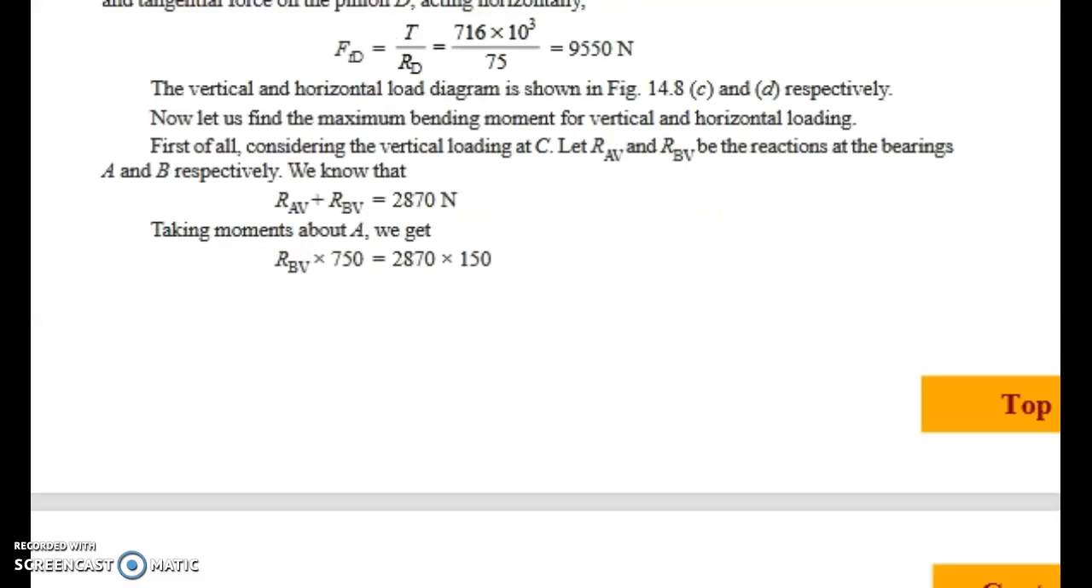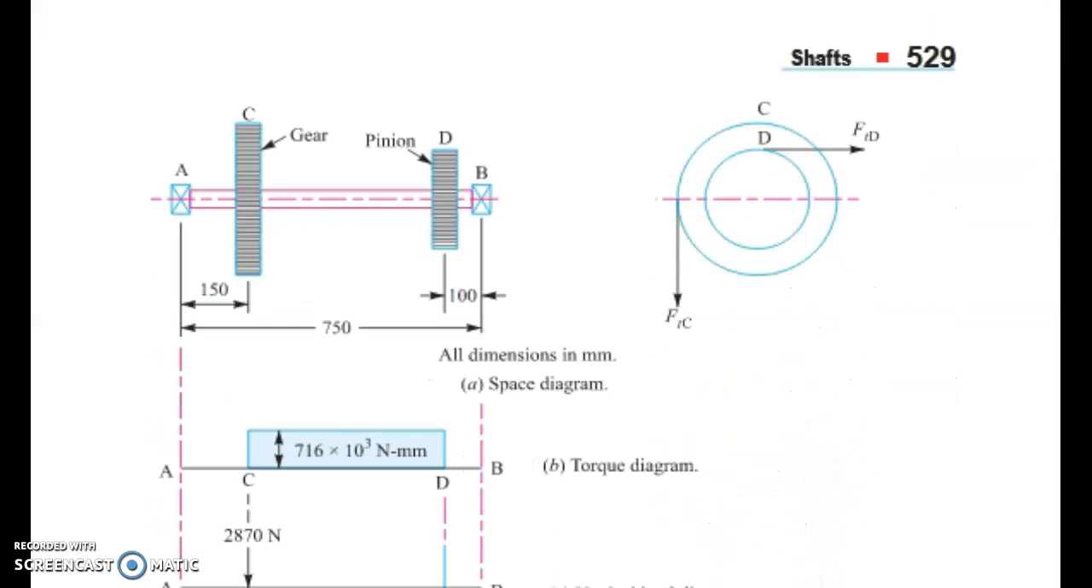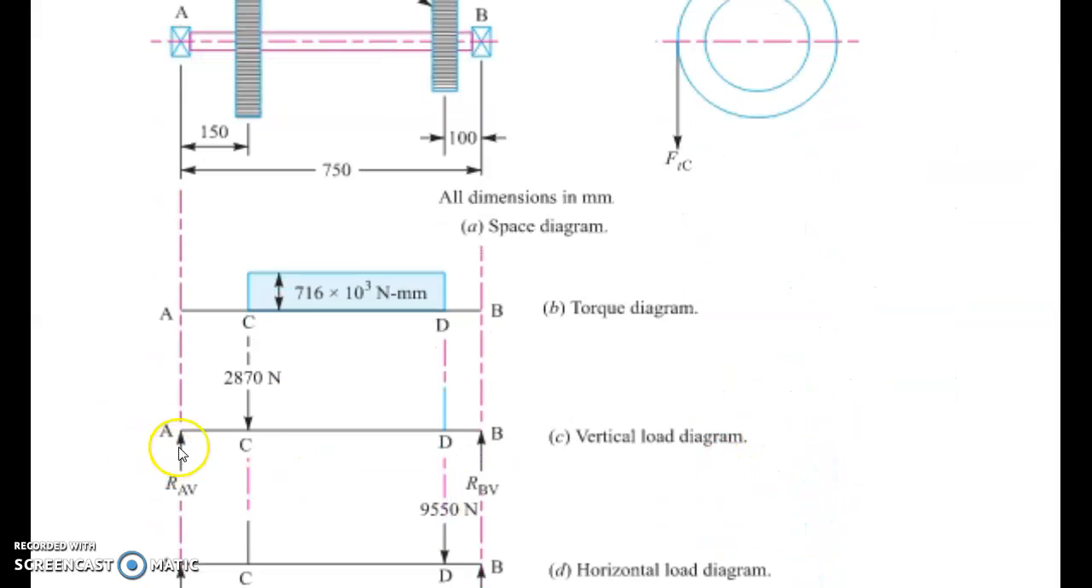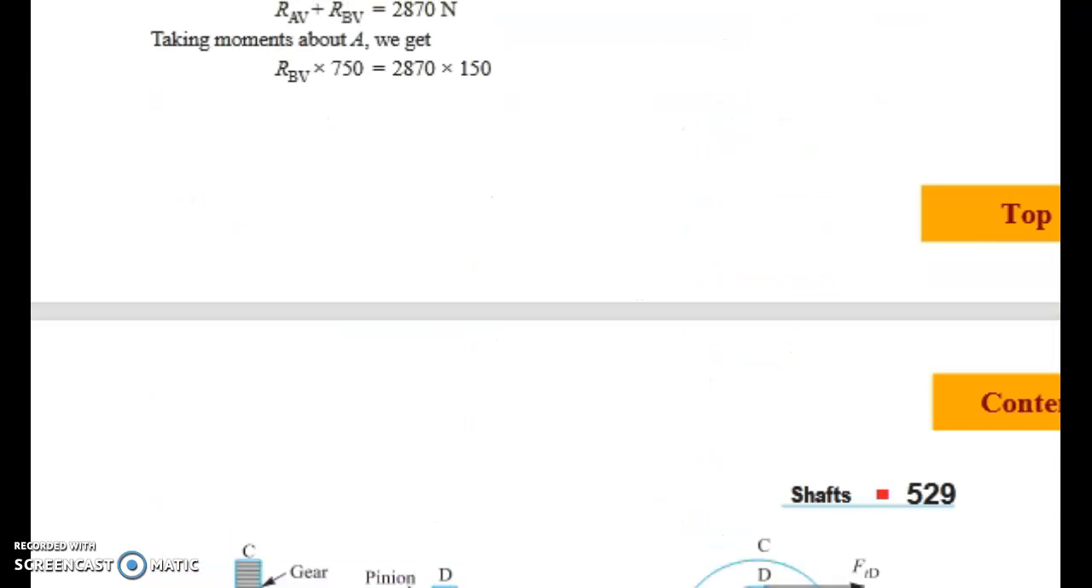How can we find the moment? First of all, we have to find the value of the reaction loads at A and B in the vertical load diagram. We know that RAV plus RBV is equal to 2870. If we substitute the values, this is obtained from this equation, where RAV and RBV are in the upward direction, and the load at C is in the downward direction. So RAV plus RBV is equal to 2870 Newton.